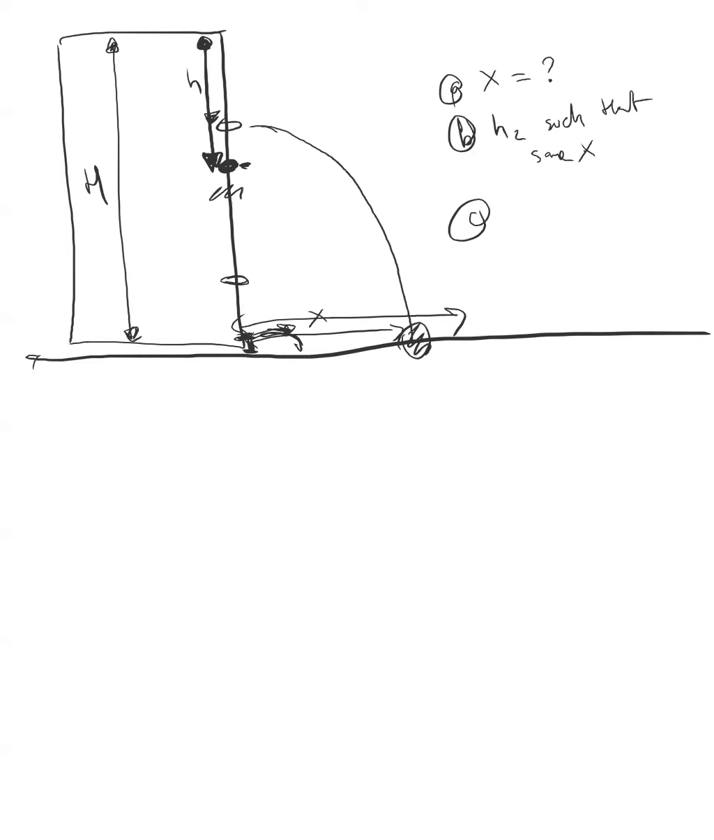What I want to do is write down again my Bernoulli's law. So my Bernoulli's law tells me that pressure at point 1 plus rho g y at point 1 plus half of rho v squared at point 1 is equal to pressure at point 2 plus rho g y at point 2 plus half of rho v squared at point 2.